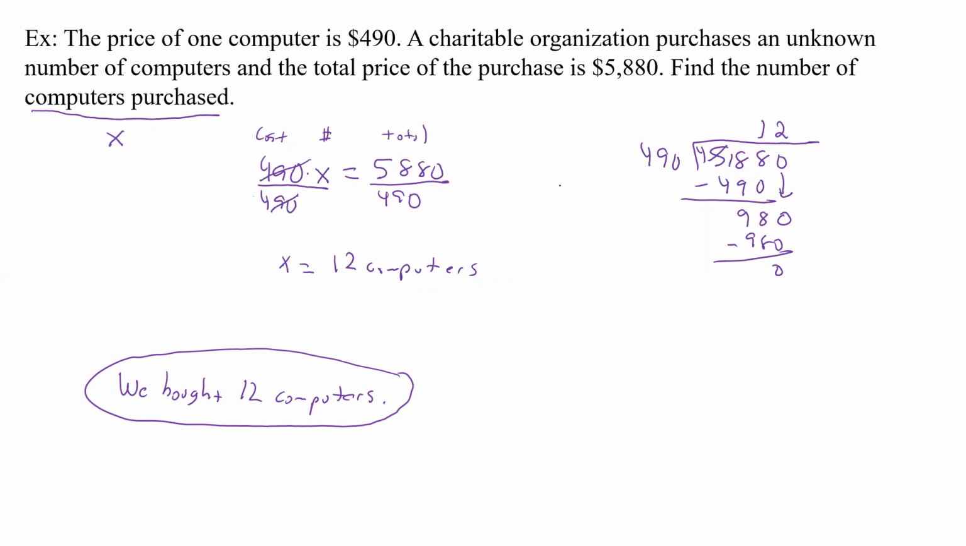Now, does that work? Well, if we take 490 times 12, then we have 2 times 0 is 0. 2 times 9 is 18. Carry 1. 2 times 4 is 8, plus 1 is 9. And then we have a 0, and then a 9, and a 4. Remember, that one doesn't count, that space. Now we add 0 and 0 is 0, 8 and 0 is 8, 9 and 9 is 18, carry 1, 4 and 1 is 5. That is the same as our total price, and so that does look to be the number of computers we did buy at $490 each.